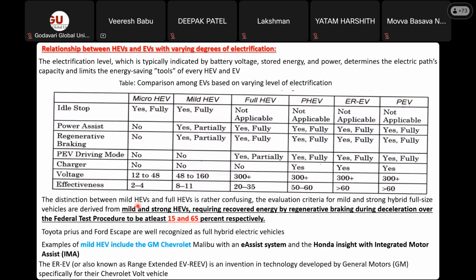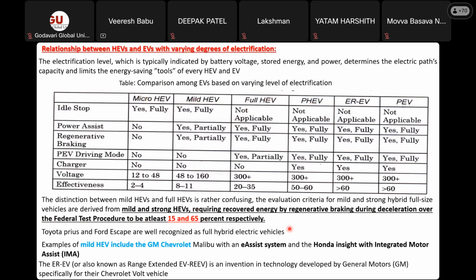The distinction between mild hybrid electric vehicle and full hybrid vehicle is rather confusing. The evaluation criteria for mild and strong hybrid full-size vehicles require recovery energy by regenerative braking during deceleration by the federal test procedure to be at least 15 to 65% respectively. So based on this, you will have the different types of hybridization. Based on these different percentages of 15 to 65%, you can have the classification like micro, mild, and full hybrid electric vehicle.